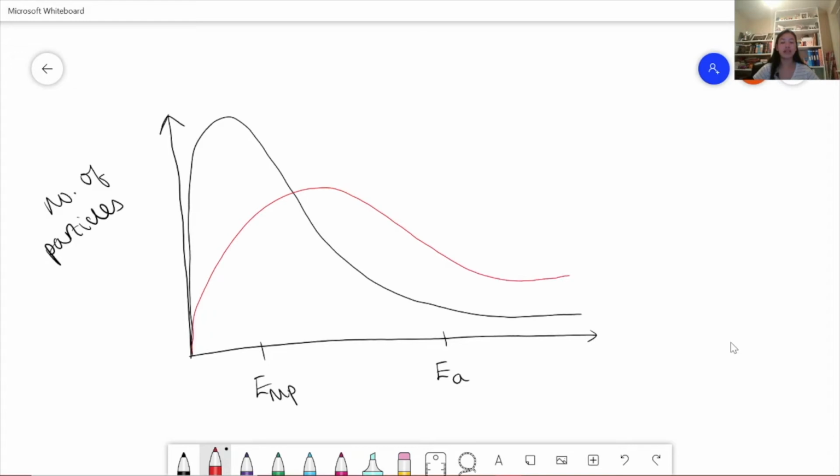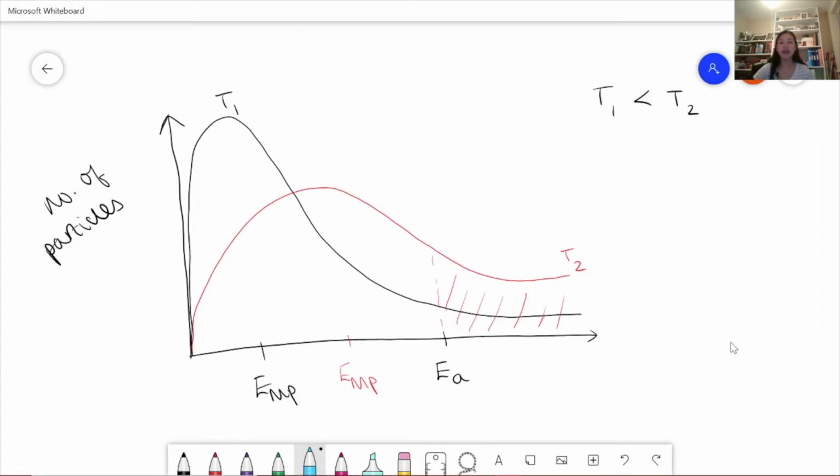So more of these particles here, this area under the graph, would have that energy required, the activation energy required, because that doesn't change. The most probable energy would then be over here. And one thing to note is that the areas under the distributions are the same because the number of particles hasn't changed. So if we call this T1 and T2, then T1 is smaller than T2. So these are the temperatures.